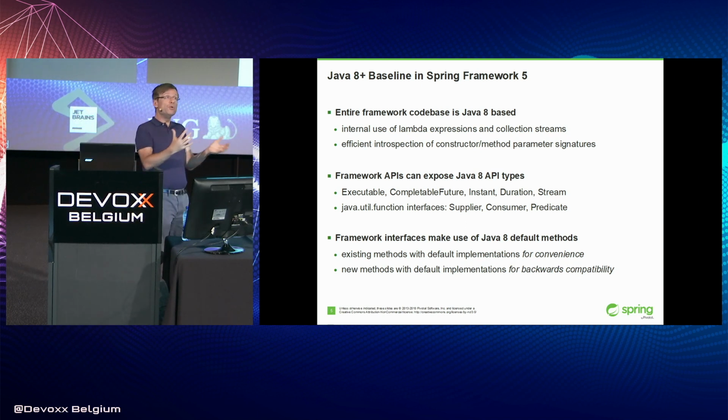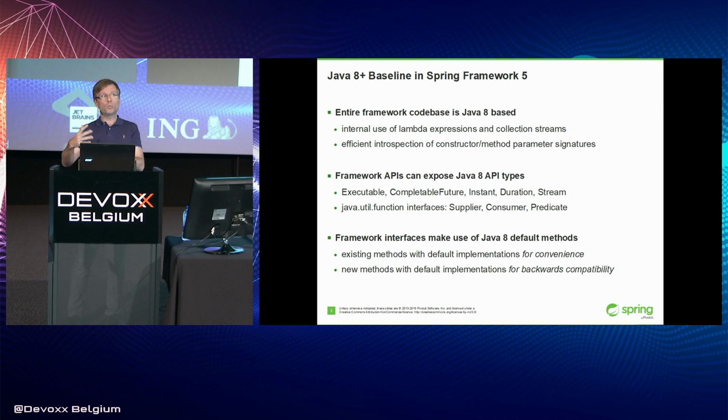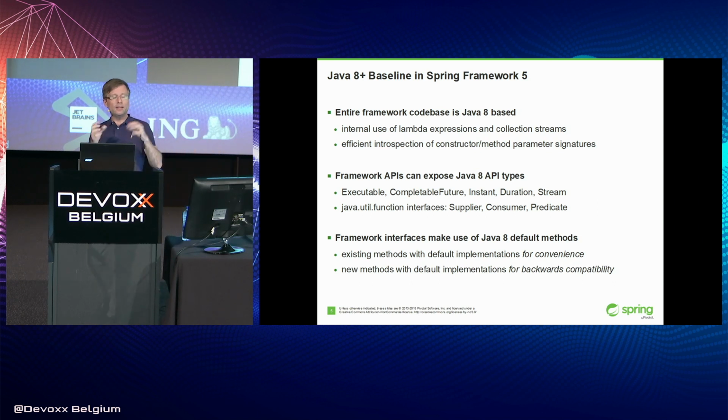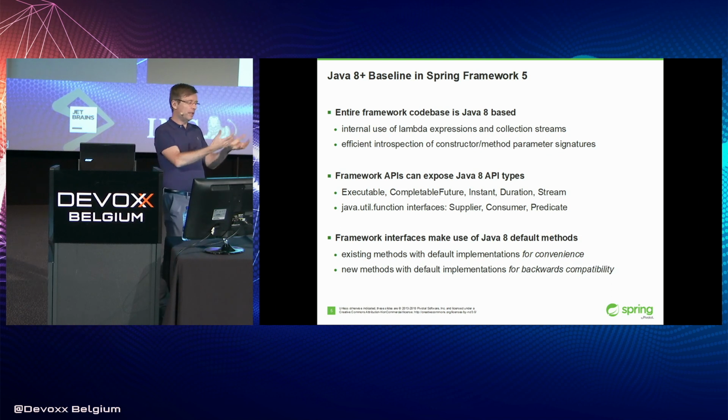Whenever we're introducing new methods, we're trying to declare them as default methods so that existing implementers of those SPI interfaces, whatever they are, are not being broken. But there's also a degree of convenience, a convenience perspective that we are applying here. Existing interfaces with existing methods might just be a little simpler to implement if we declare some of the methods or even all of the methods in the interface as default methods.